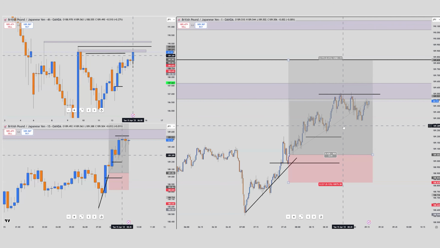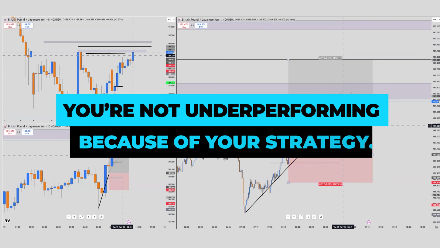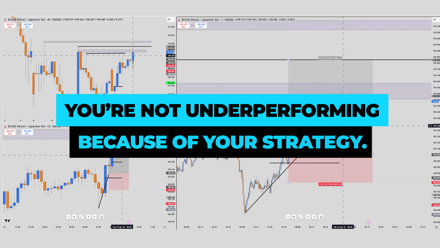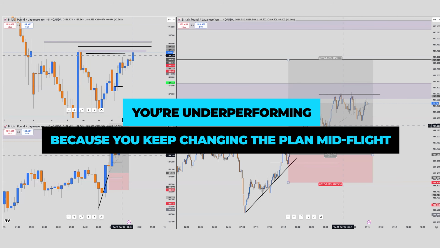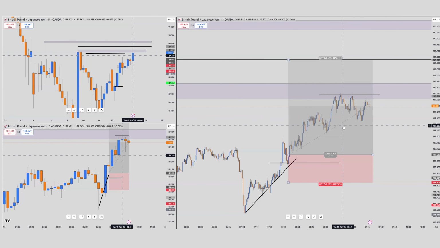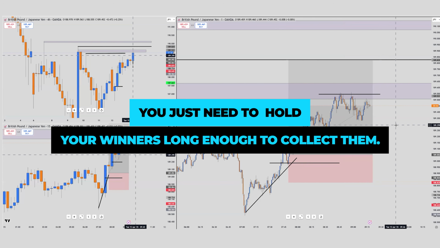Because here's the truth most traders don't want to hear, right? You're not underperforming because of your strategy. You're underperforming because you keep changing the plan mid-flight. So next time you trade, map your stop loss, guys. Define your targets, enter with conviction, and don't touch a thing, right? You don't need to wish for bigger profits. You just need to hold your winners long enough to collect your profits.